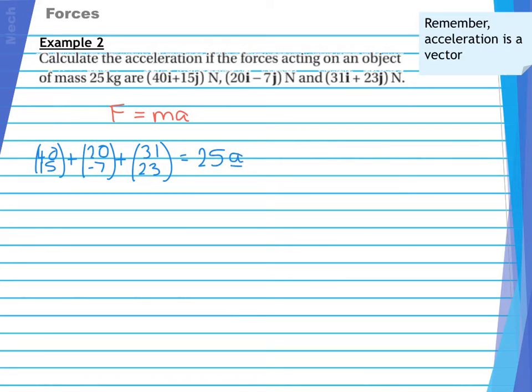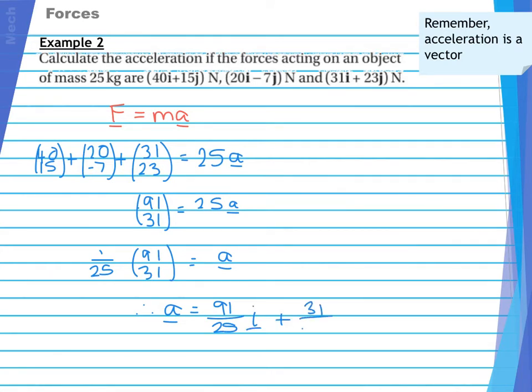and we know that acceleration is going to be a vector because force is a vector there. We could actually, if we wanted to, have written the original formula in the vector format, underlining them to show that they're vectors. Okay, so we've got 40 plus 20 plus 31, which gives us 91 in the i direction, 15 minus 7 plus 23, which gives us 31 in the j direction. So the final step now to get acceleration by itself would be to divide both sides by 25, which was the mass of the object. And then we can simply write the acceleration as 91 over 25 i plus 31 over 25 j.